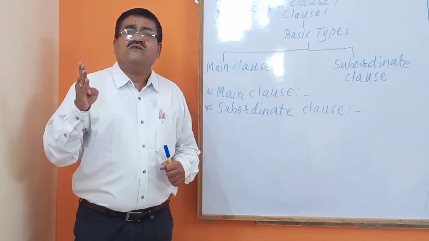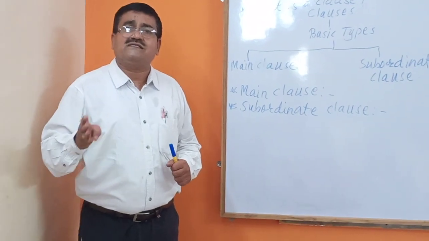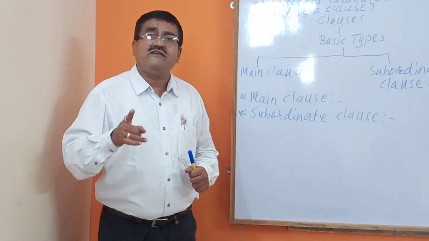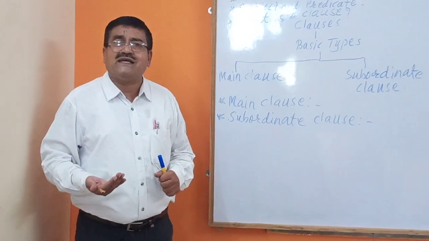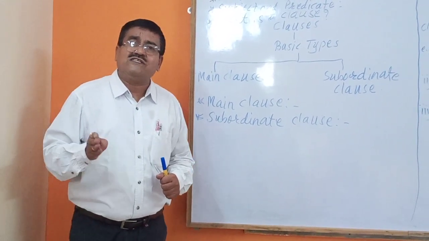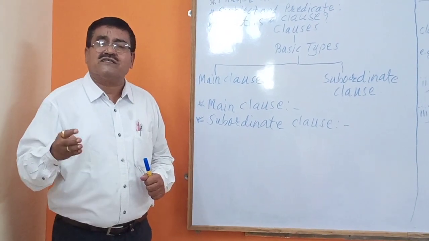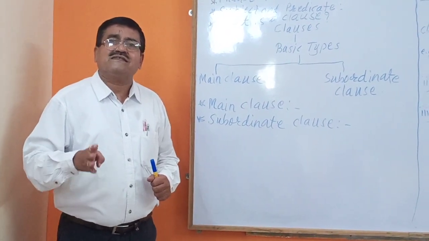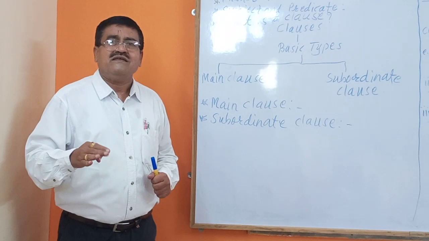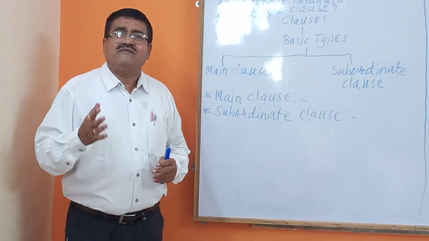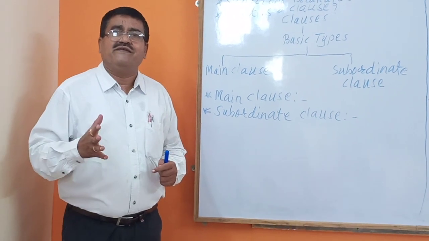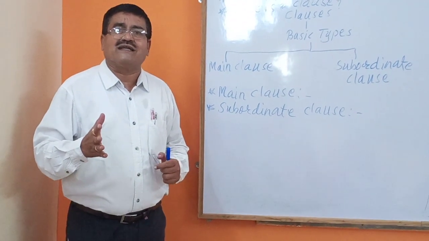The clause which can make a complete sense on its own is called the main clause, and the clause which cannot make complete sense on its own, which has to depend upon the main clause for the completion of the meaning, is a subordinate clause. And in the next session, brothers and sisters, we will learn the kinds of subordinate clauses.